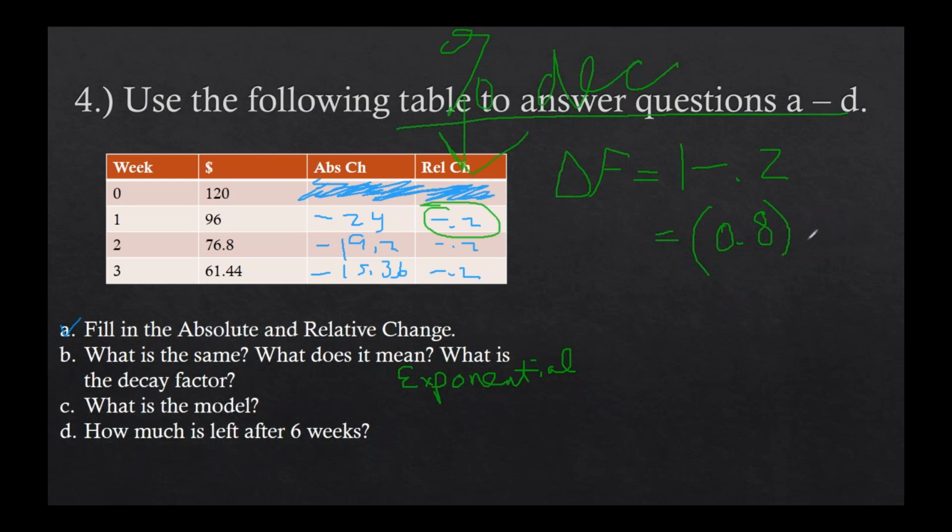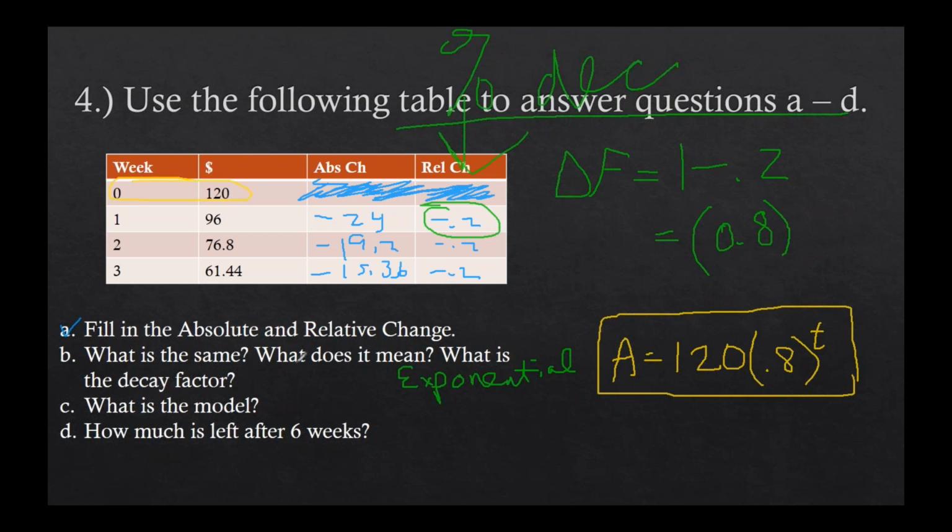How would we write our model for this particular problem? A equals, good. Initial amount of 120, decay factor of 0.8 raised to the t power. Good. Again, your initial amount happens when x is 0 or your time period is 0. And then last but not least, how much is left after 6 weeks? So once again, we're going to put a 6 in for t, because the time is 6 weeks.